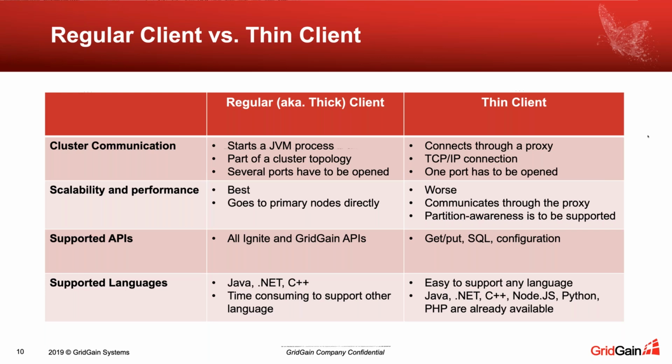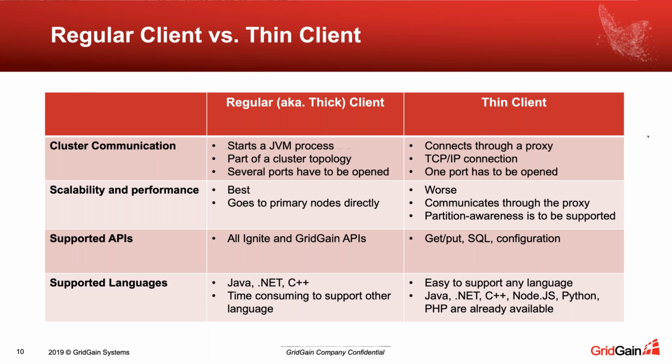But also there are always trade-offs, at least right now. The first trade-off is scalability and performance. You can expect to get the best scalability and performance benefits out of the regular clients, because that client is a member of your cluster topology. Whenever you are running any key value operations or any affinity computations, that client internally will go to a primary node. It will not be working through a proxy node.